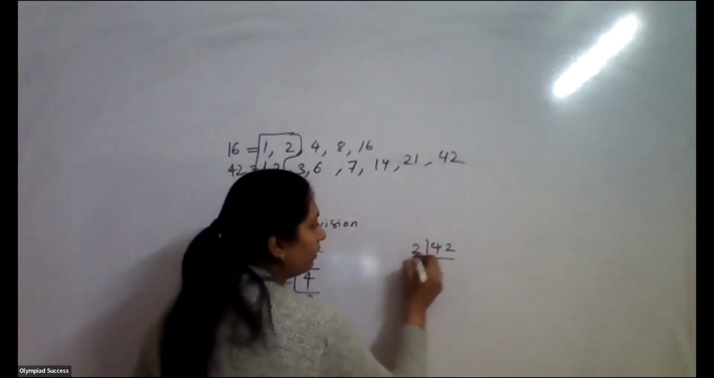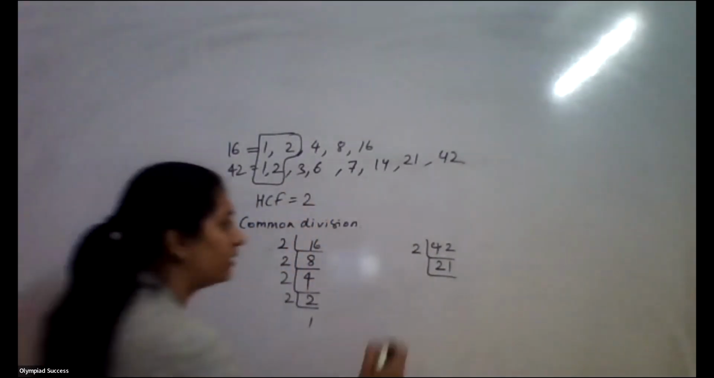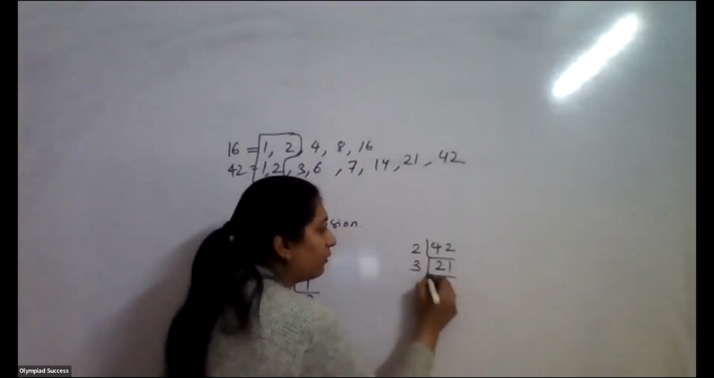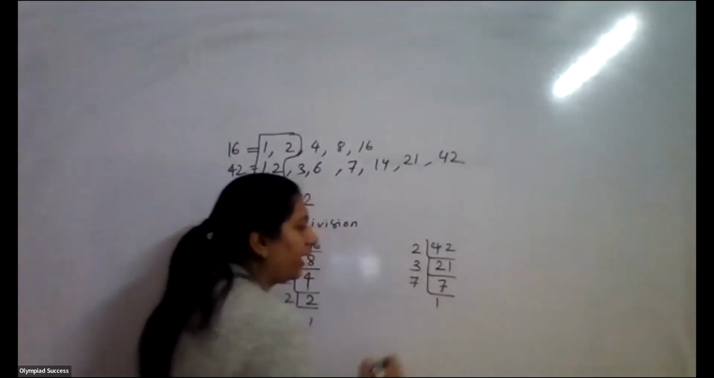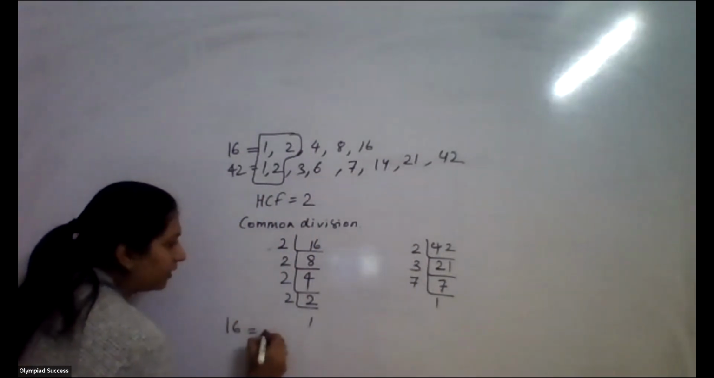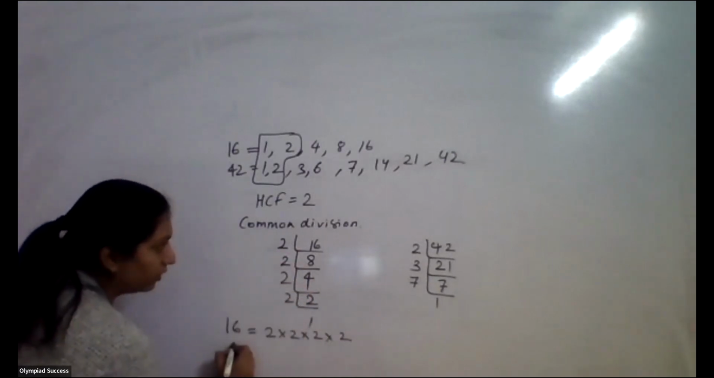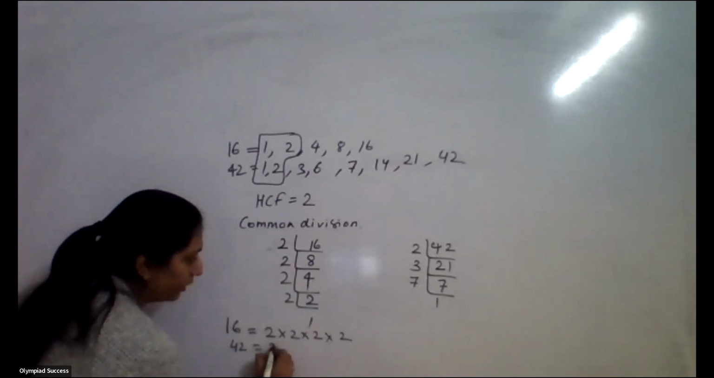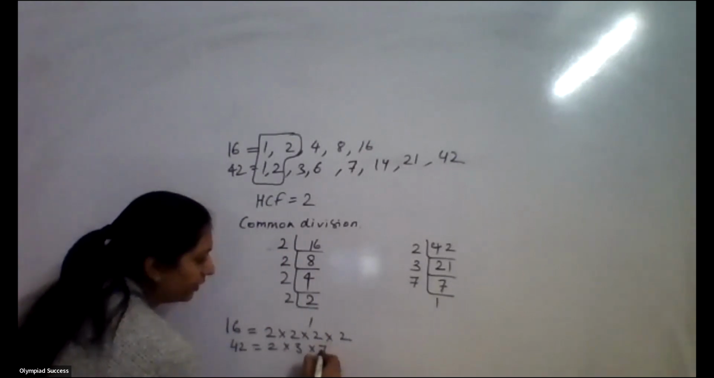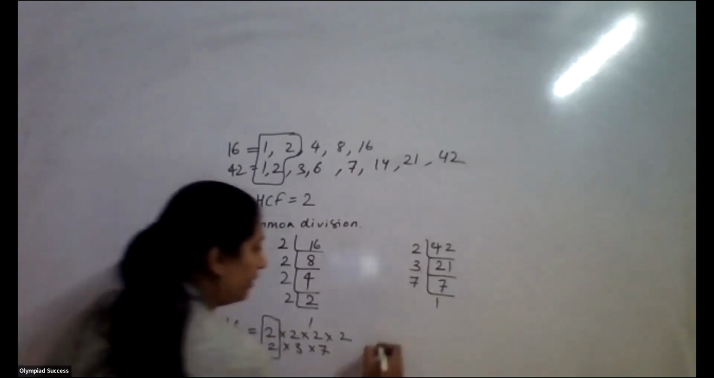Now for 42, if I divide, that will be 21. Now this is not divisible by 2, so I will take 3. 3 sevens are 21. Now 7 is divisible by 7 and it will give you 1. Now that means 16 can be written as 2 into 2 into 2 into 2 and 42 can be written as 2 into 3 into 7. That means common is 2 only, so the HCF will be 2.